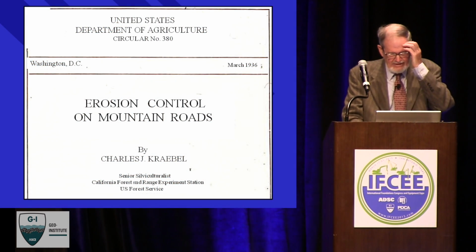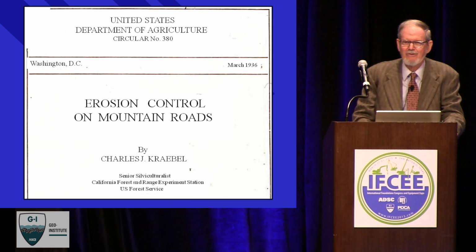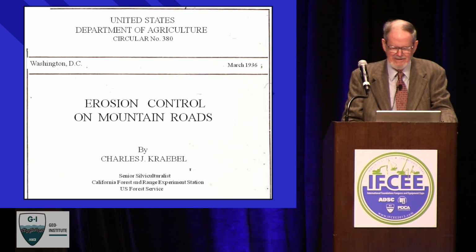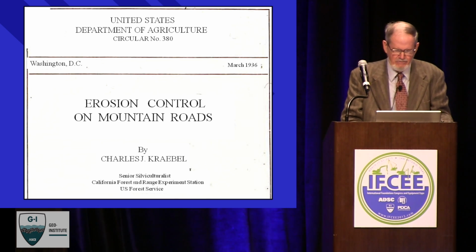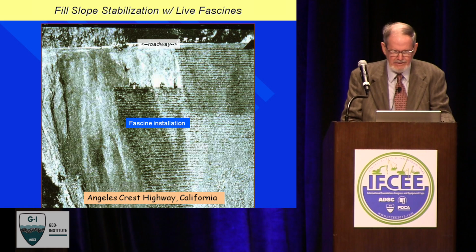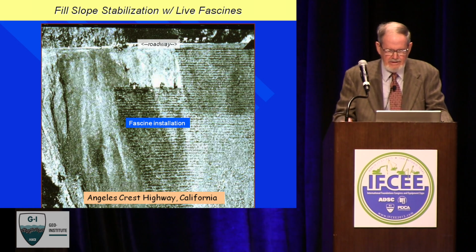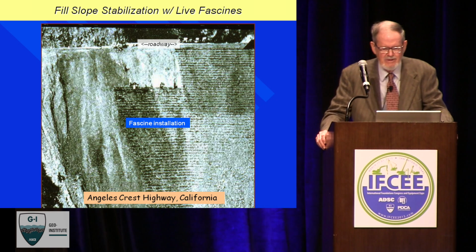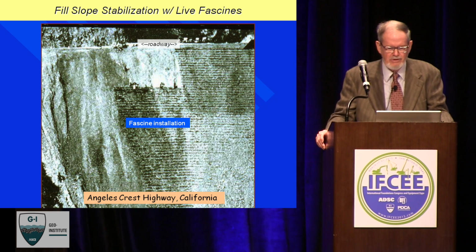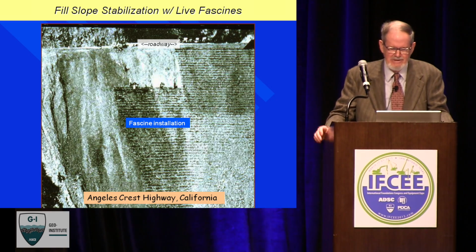One of the earliest examples, this was work done in 1936, way back, describing the use of fascines to arrest erosion on steep mountain roads in Southern California. This embankment was protected by rows of fascines. This is on the Angeles Crest Highway in Southern California. The work starts at the bottom of the slope and works upslope. In this particular case, the plant material was lowered to the workers by means of a crane system on the roadway.